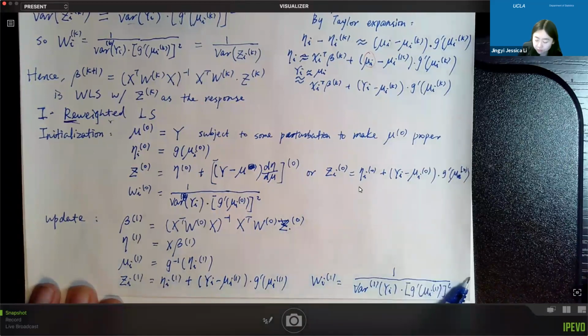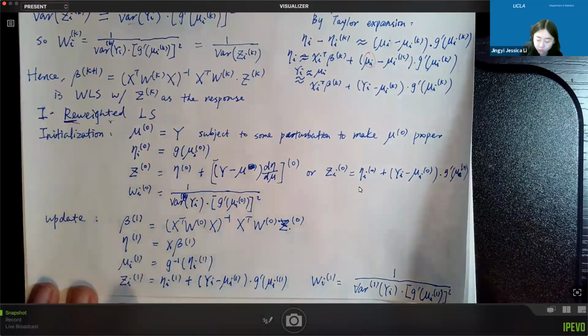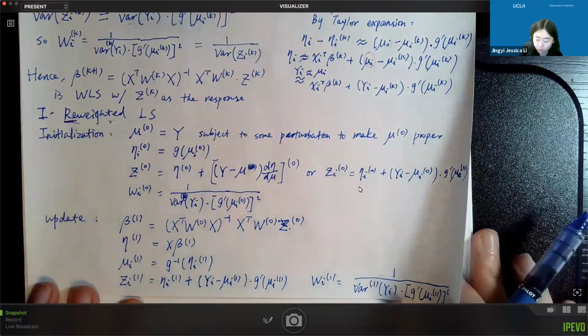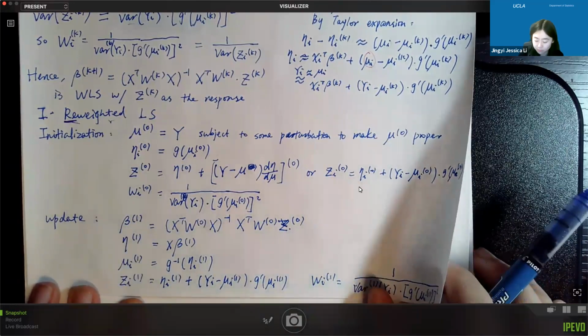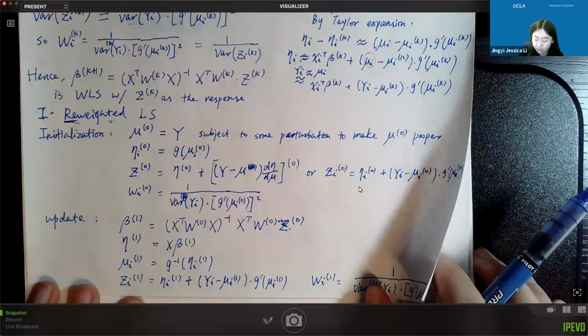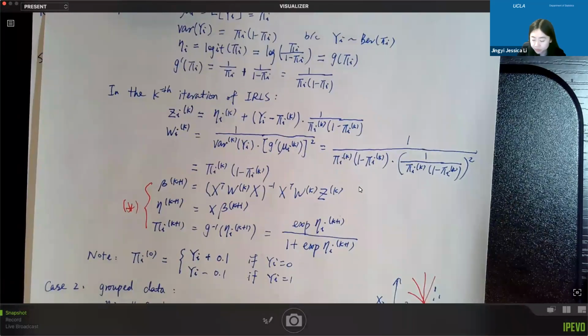So here the convergence is usually determined by the beta. If the p-dimensional beta vector stays pretty stable after an iteration, say from k to k plus 1, if it doesn't change much, then we call the algorithm converged and we stop the iteration and we report the converged beta value as our MLE estimate of beta. Okay, so that's the general IRLS algorithm.